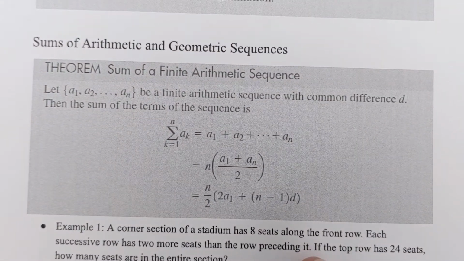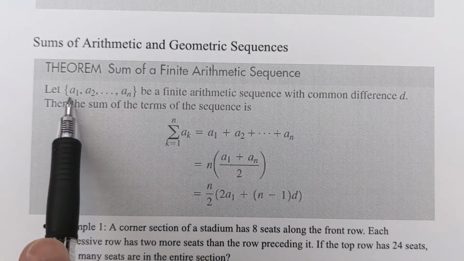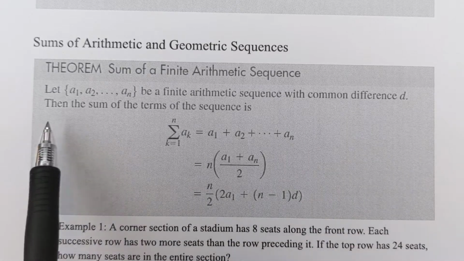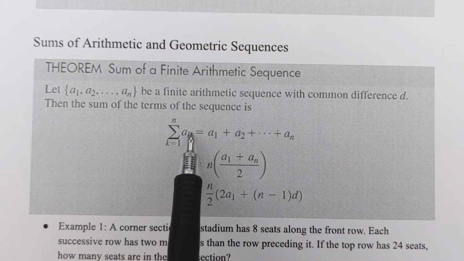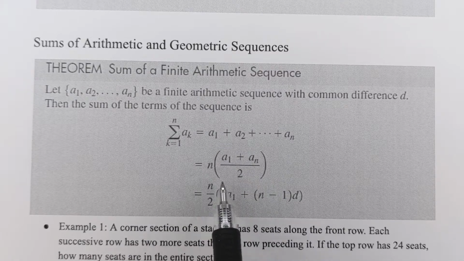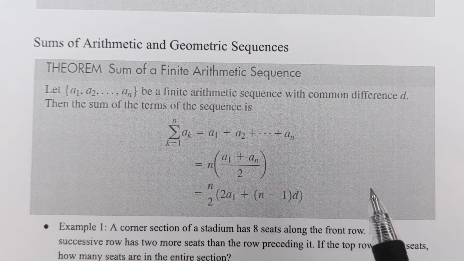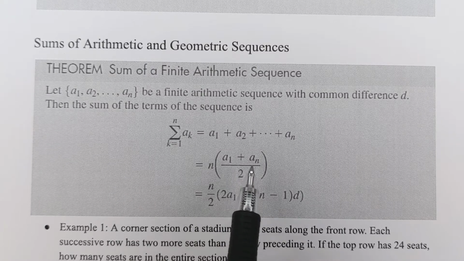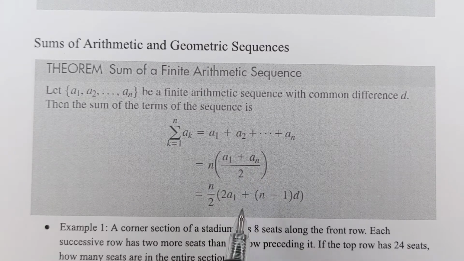Okay, so the sum of arithmetic and geometric sequences. Let a1, a2, up to an be a finite arithmetic sequence with common difference d. Then the sum of the terms of the sequence is given by this, a1 plus and so on. And then here is our formula. There are two different versions depending on what you know. This equation uses the first term and the last term in the list. This equation depends only on the first term, the common difference, and n.